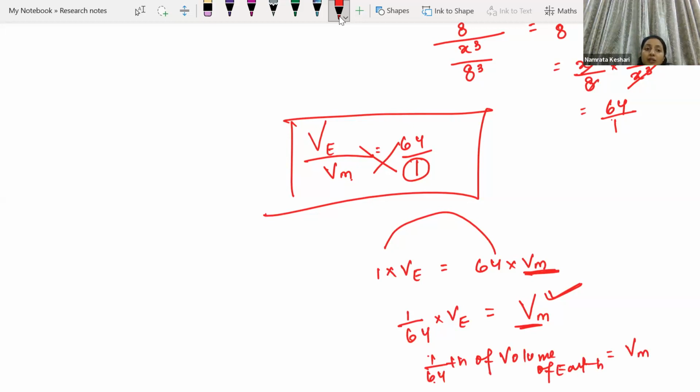Everyone, even if you had found the ratio like this, volume of moon by volume of earth, you would have got 1 by 64. And from here, if you understand in your mind what exactly is asked in the question, that the volume of moon is what? It is 1 by 64 into volume of earth. Getting it?